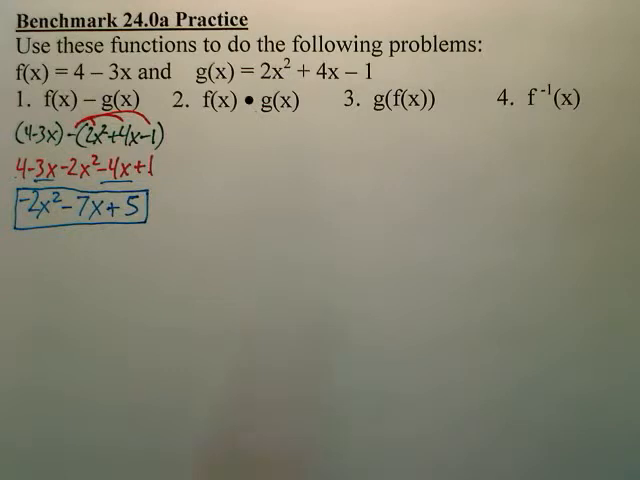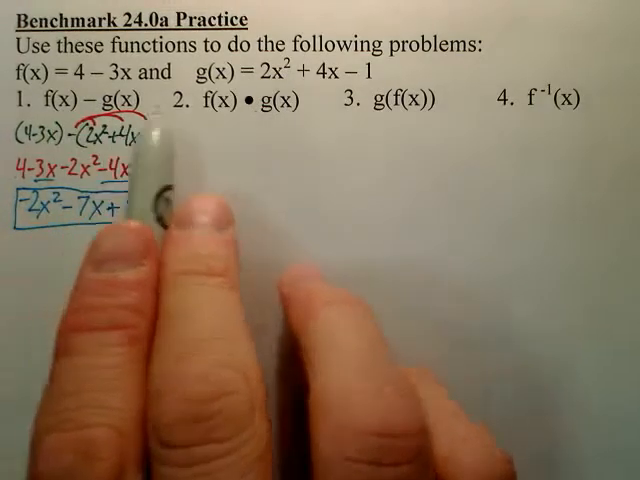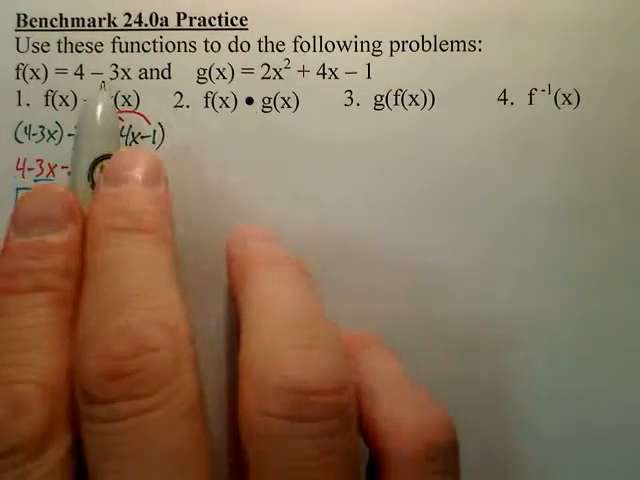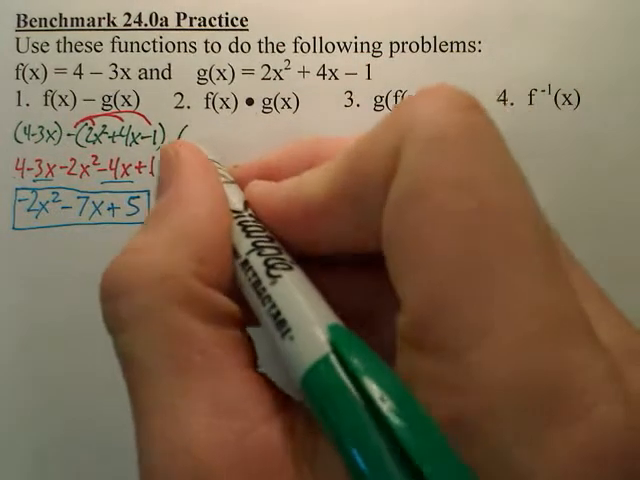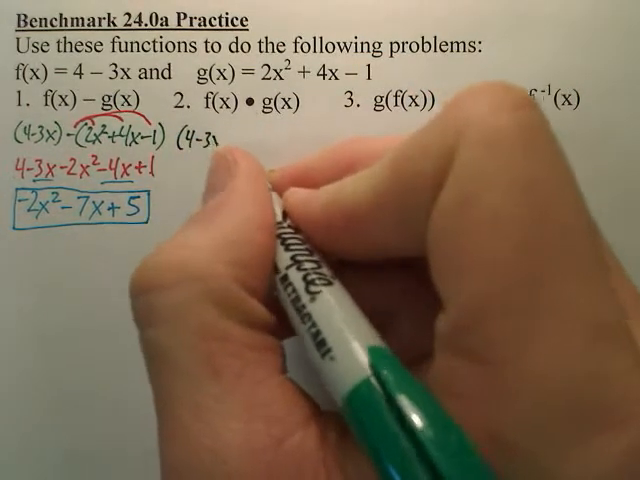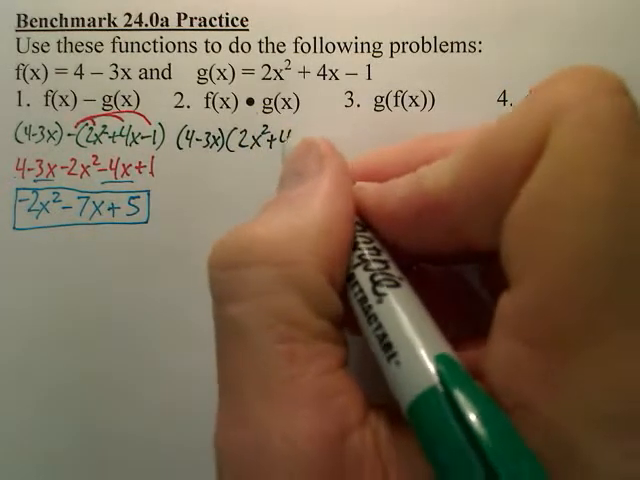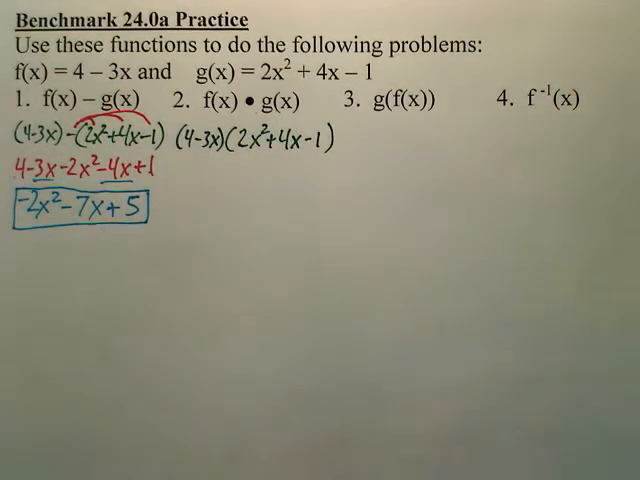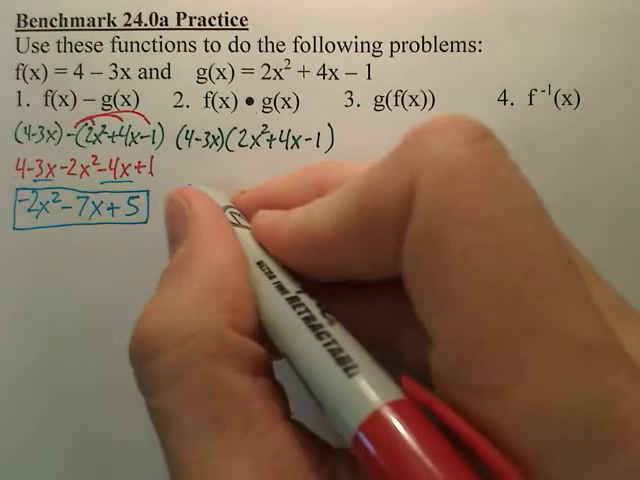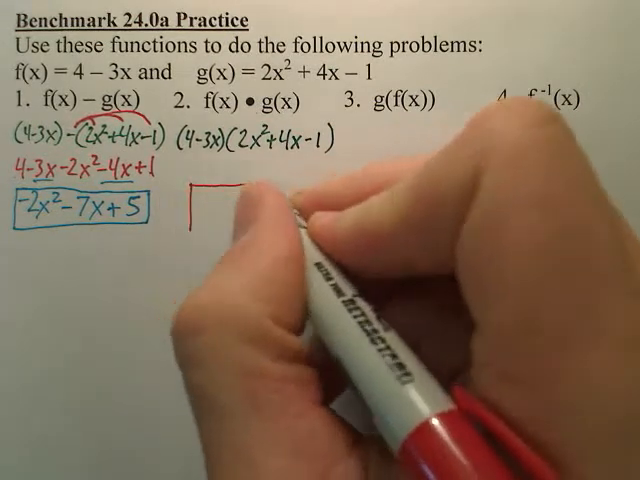Next, number 2, instead of f minus g, we're taking f times g. So we're taking this times this. So it looks something like this, 4 minus 3x times 2x squared plus 4x minus 1. And to multiply this out, you could do FOIL or a box. I'm going to do a box.